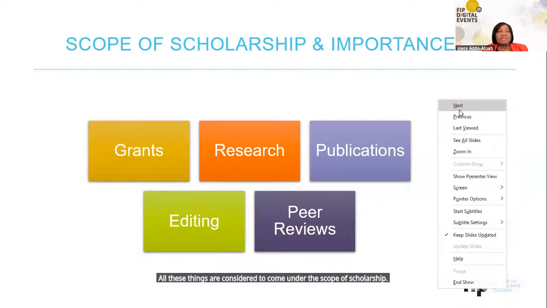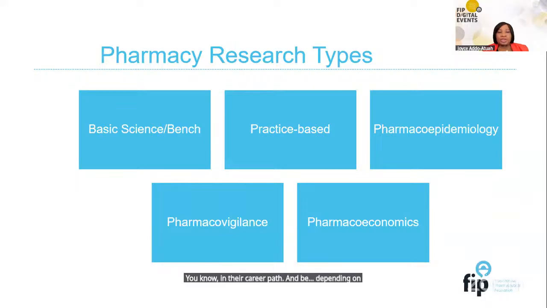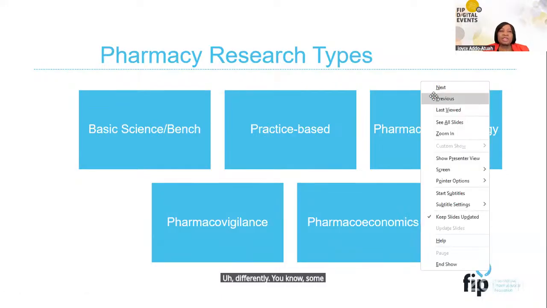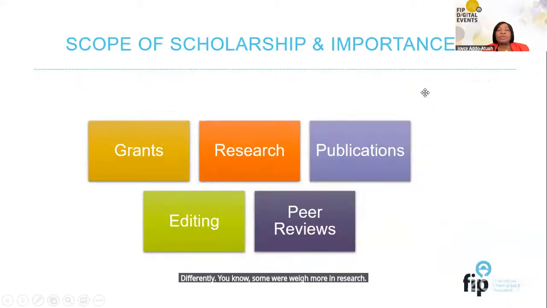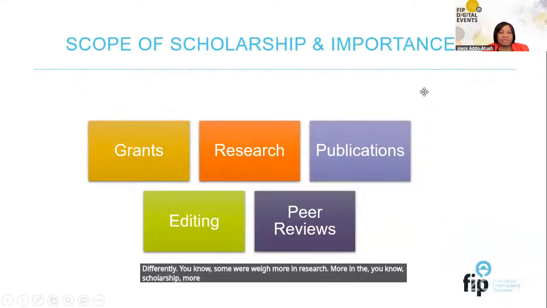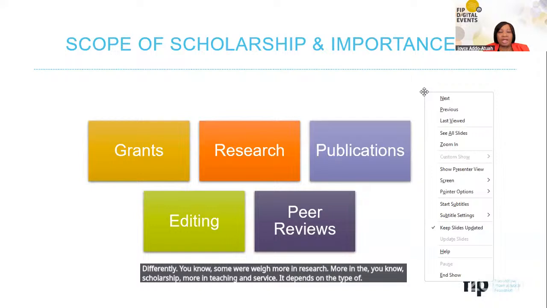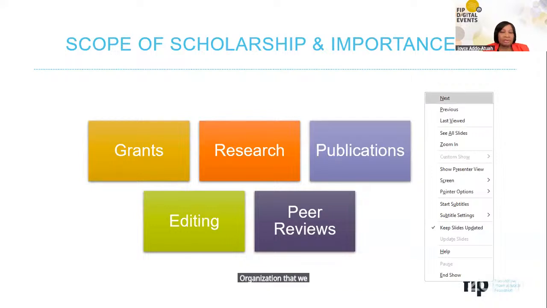And the importance is that it helps academic pharmacists to progress in their career path. And depending on the type of institution, they weigh the three options differently. Some will weigh more in research, more in scholarship, more in teaching and service. It depends on the type of organization that we are dealing with. Next slide, please.